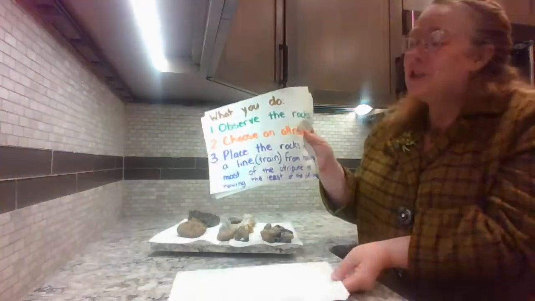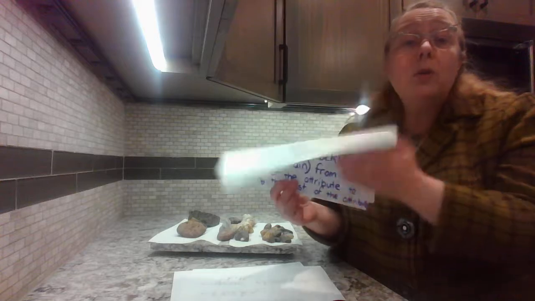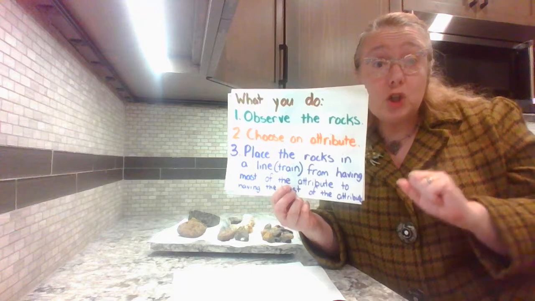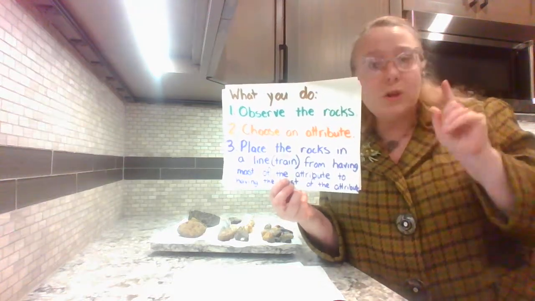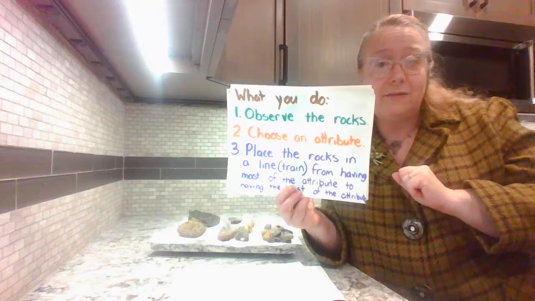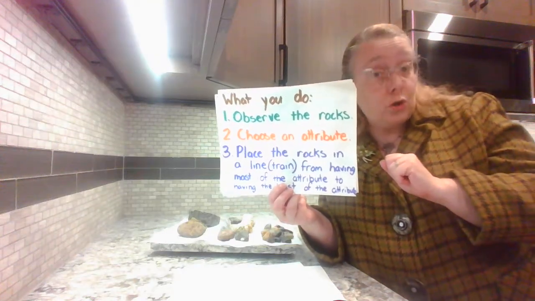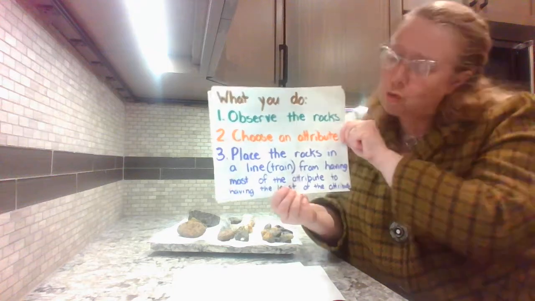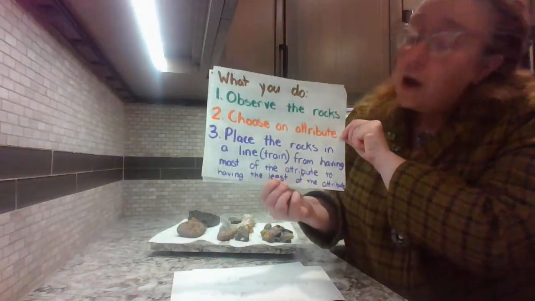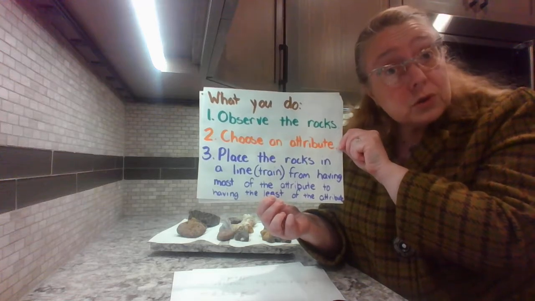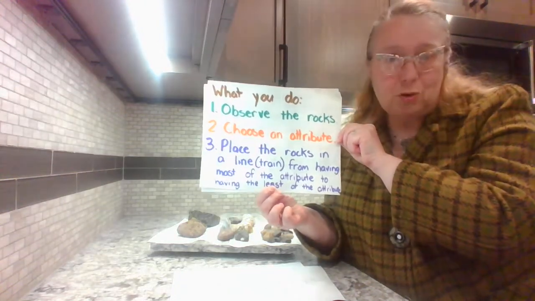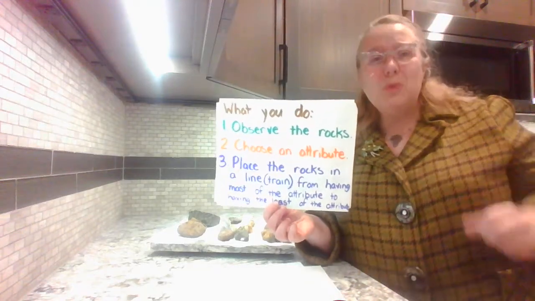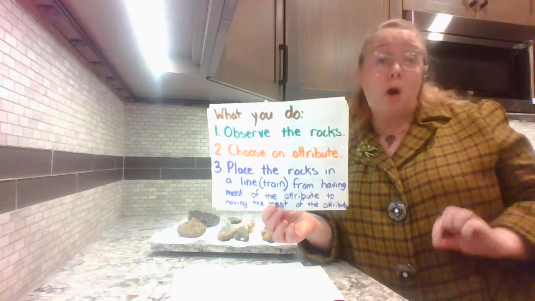Okay, what do we do? Well, we are going to observe the rocks that we have. Then we're going to choose one attribute. You can only use one of the attributes for this activity. Once you've chosen your attribute, you're going to place your rocks in a line or a train from having the most of the attribute to the least of the attribute. Let me show you. And please remember, for this activity, you really do need at least 10 rocks to get started.